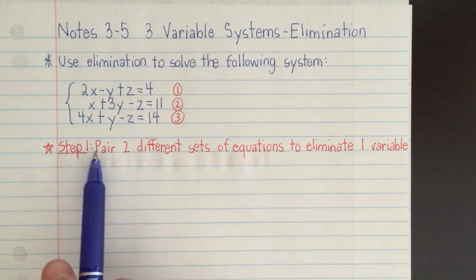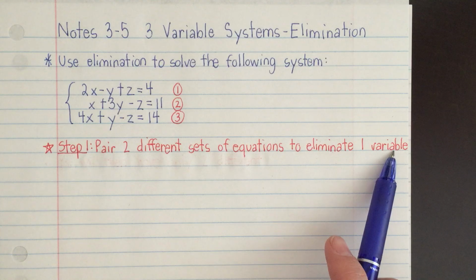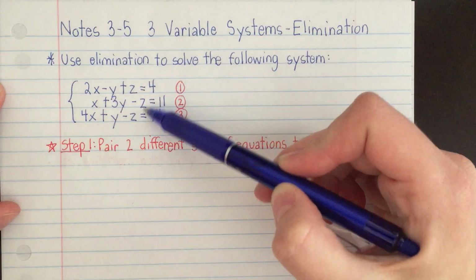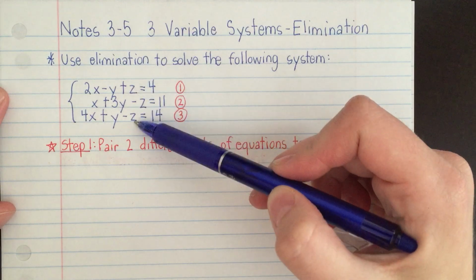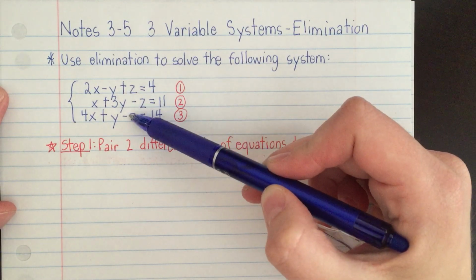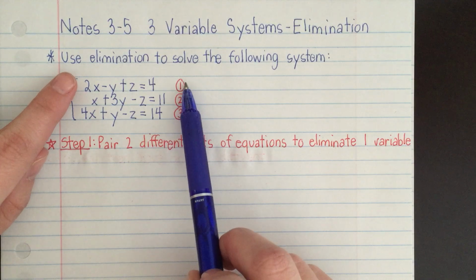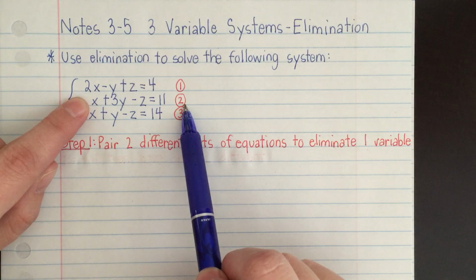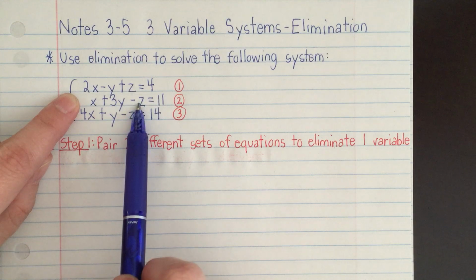Step number 1 is to pair two different sets of equations to eliminate one variable. Looking at my x's, my y's, and my z's, it would probably be easiest to eliminate my z variable, because none of them have coefficients other than 1 and -1. So that's going to be easy. I'm going to pick 1 and 2 first, because if I pair 1 and 2 up and add them together, these two are going to eliminate.